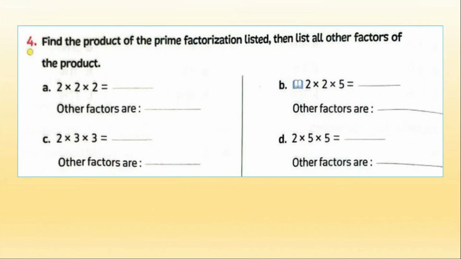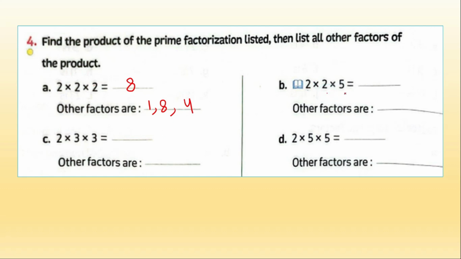Find the product of the prime factorization listed, then list all other factors of the product. Okay, let's show. 2 times 2 times 2 equals what? Equals 8. So the product is 8. Other factors. Which factors of 8? 1 times 8. So 1 and 8. Also 2 times 4. We already have 2, so write 4. Got it?